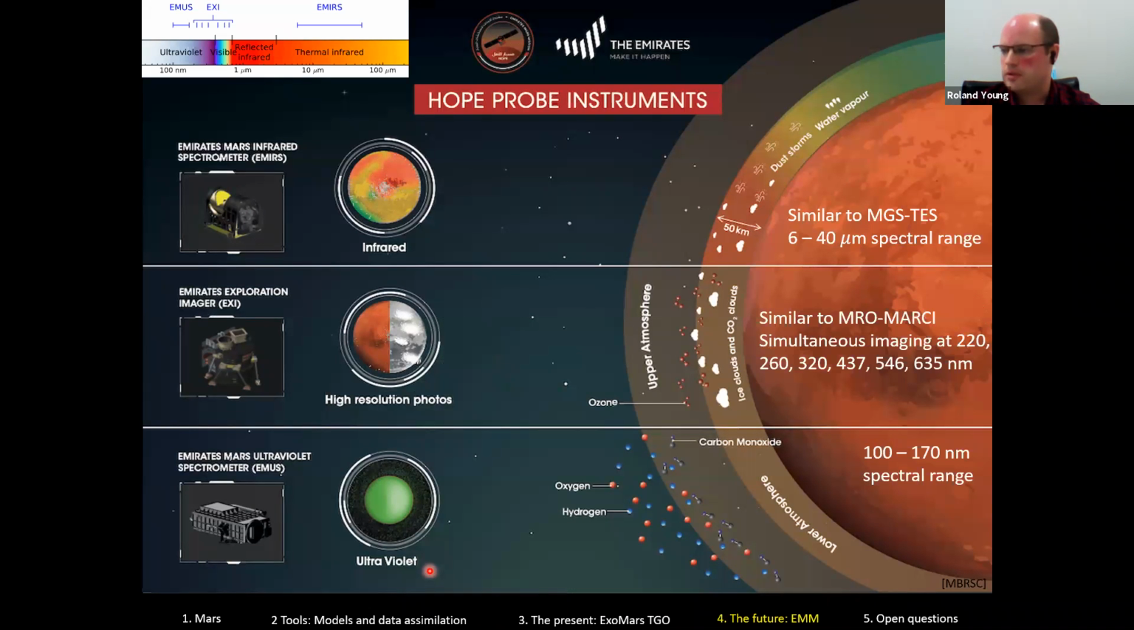There will be 3 instruments. The first one of these is the one that I will use the most data from. This is called the Emirates Mars Infrared Spectrometer, or EMIRS, and this is an infrared instrument. It's similar to instruments that have gone before, similar in some sense to the ExoMars instrument that I was just talking about. And this will take measurements of dust, temperatures, surface temperature, dust opacity, so that's the concentration of dust down to the surface, and water vapor, water ice, all using the infrared instrument.